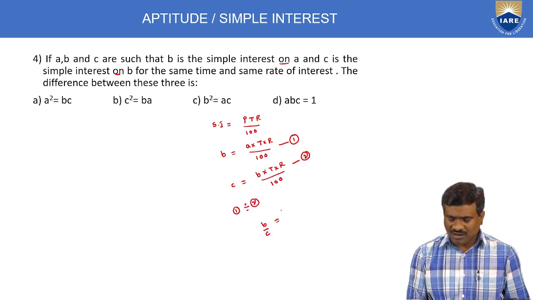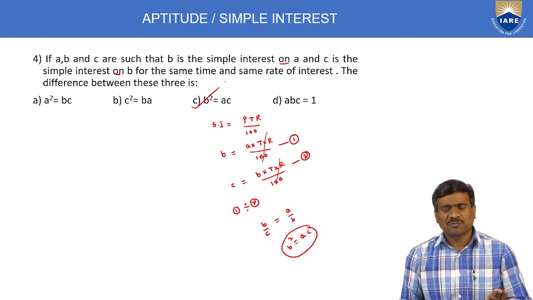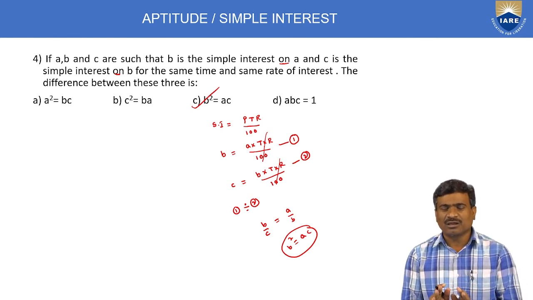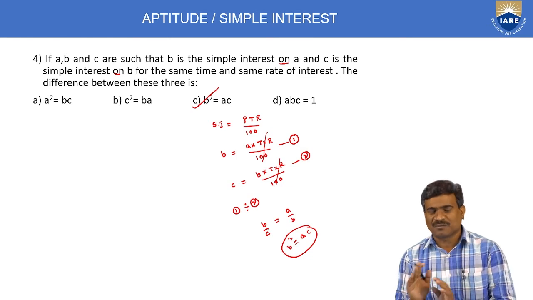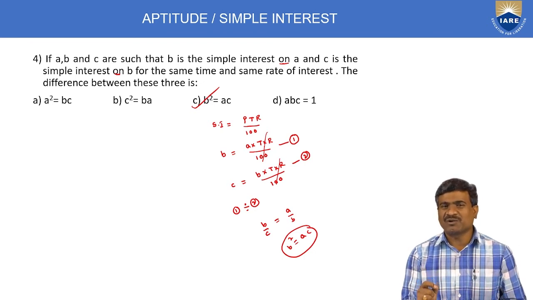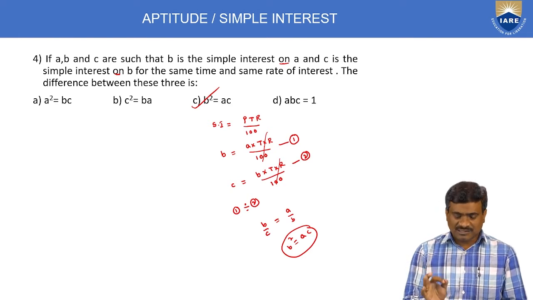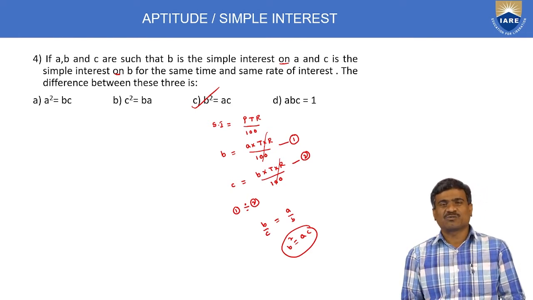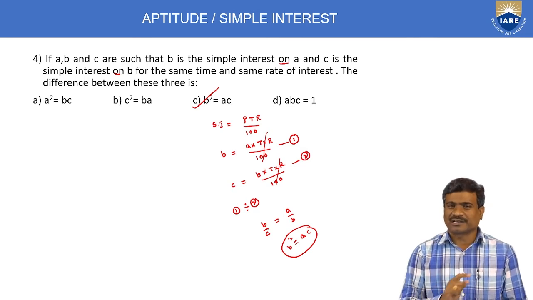Equation number 2. Next, equation 1 divided by equation 2. LHS is B by C, RHS is TR by 100 and TR by 100 get cancelled, remaining A by B. Then B square is equal to AC. Option C only is correct. Here we used the variable method, where the letters indicate the principal amount or sum. Simple interest terms are given, and we calculate only the relation between A, B and C using simple interest. So the answer to this question is B square is equal to AC. Option C only is correct.